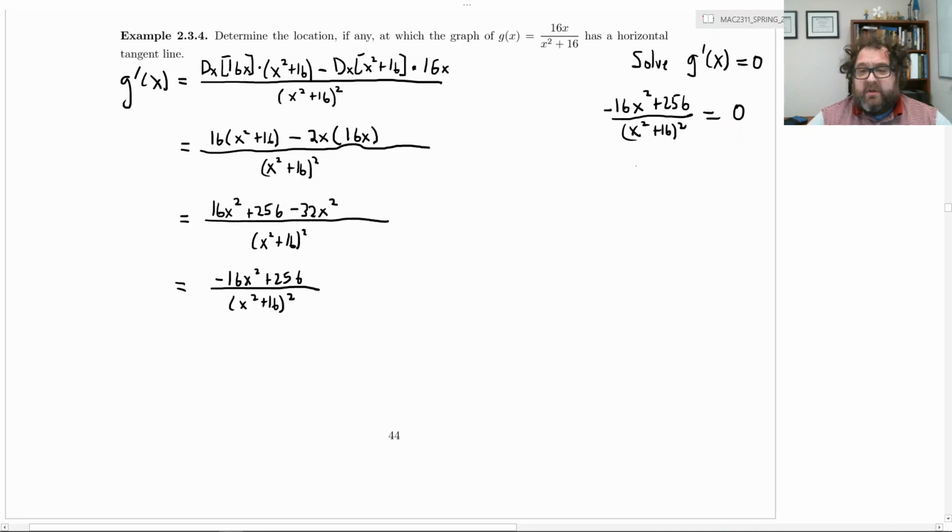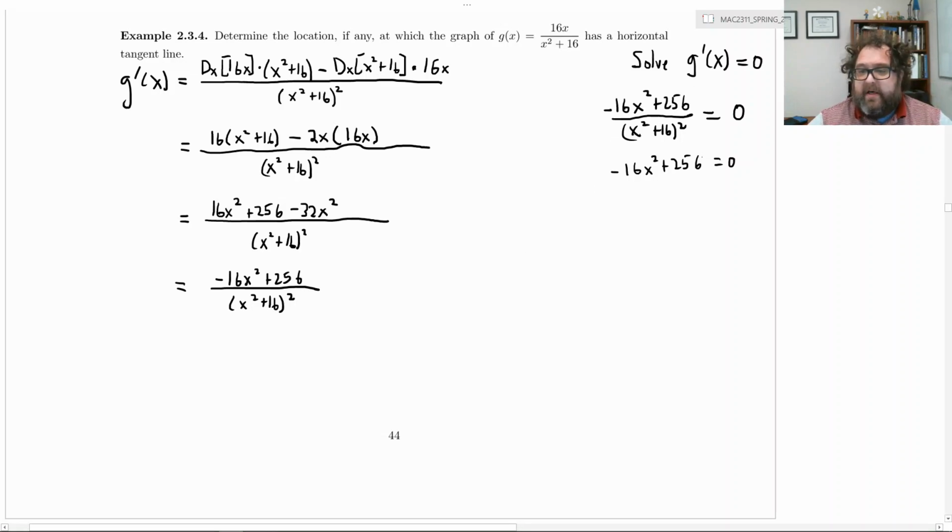So we can boil down this problem to simply saying, where is the numerator equal to 0? So we can say negative 16x squared plus 256 equals 0. The solutions to the original statement will be the solutions to the numerator set equal to 0. So always think about that. A rational function set equal to 0, or not even just a rational function, a quotient of two functions set equal to 0 will only be 0 where the numerator is 0. We'll need to use that fact all the time, so make sure to file it away in your head.